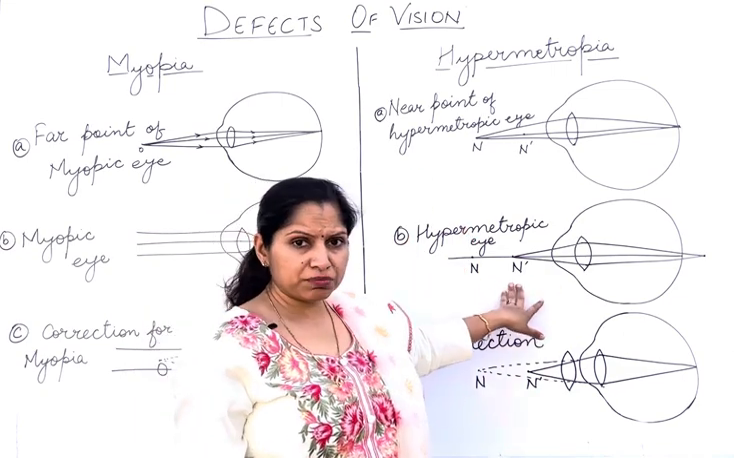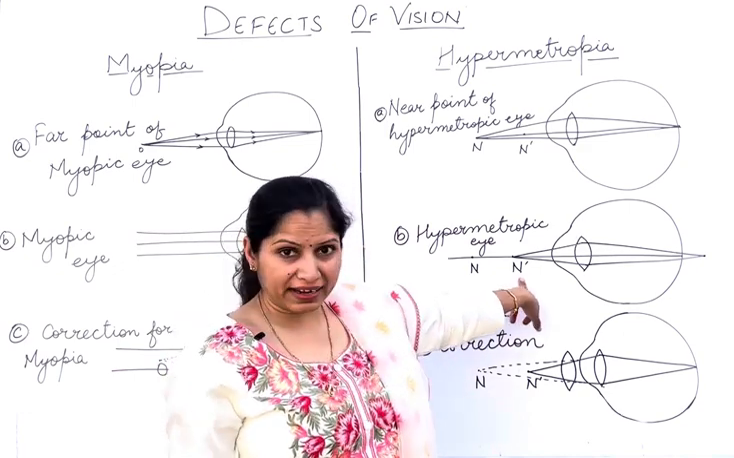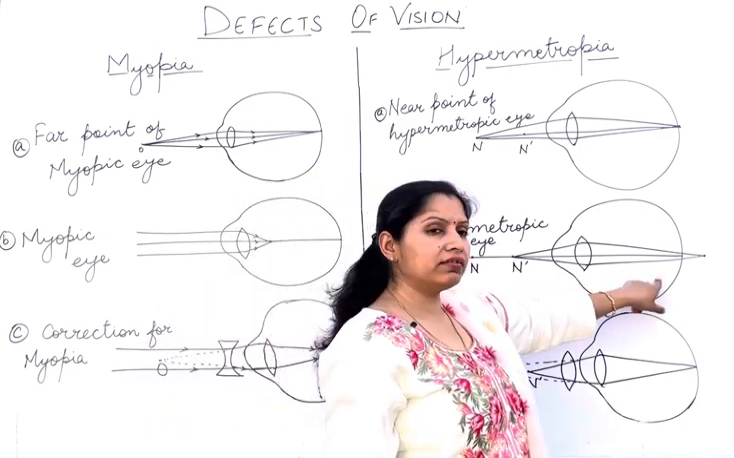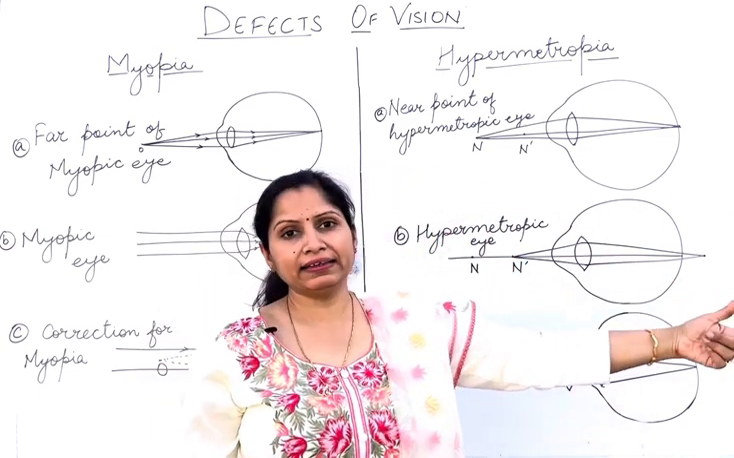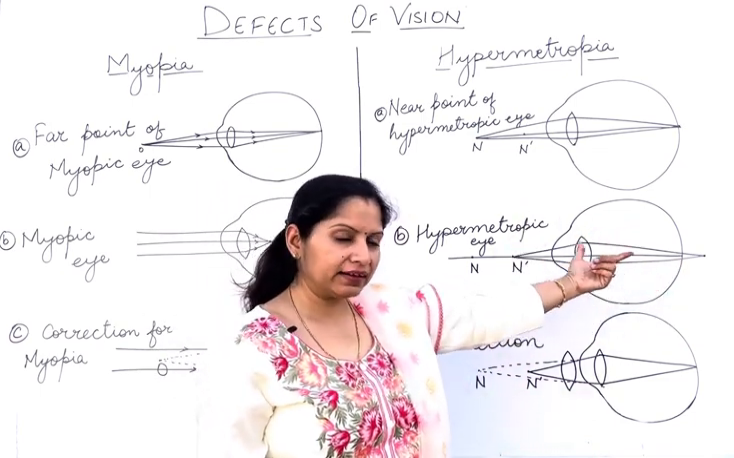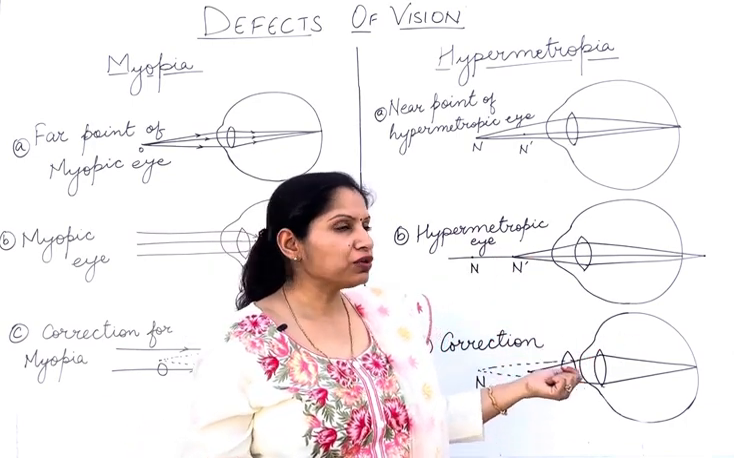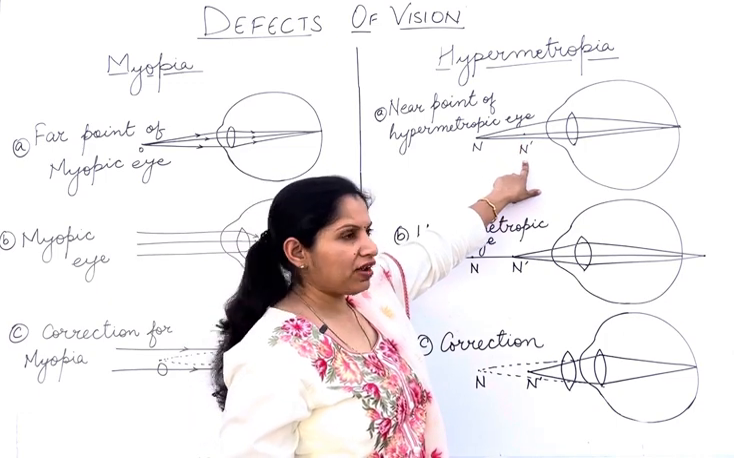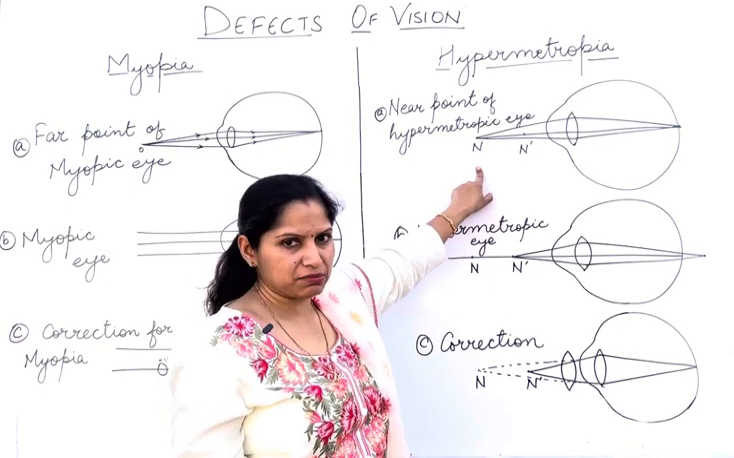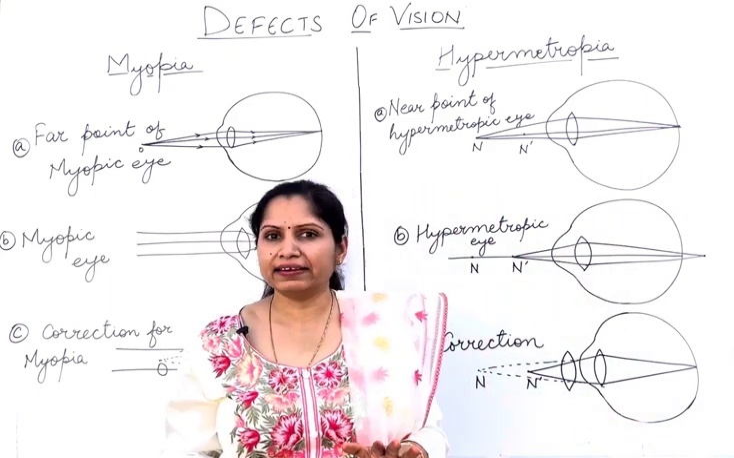Now, what could be the probable cause and what is the effect due to that? In case of hypermetropia, if the person is holding the book at 25 centimeter, that's represented by N dash here, then the image will not be formed on the retina but converges behind the retina, so the person will not be able to see the things clearly. Instead of placing the object at 25 centimeter, the person will place the object at a greater distance, maybe 50 centimeter, and then the person will be able to see things clearly.